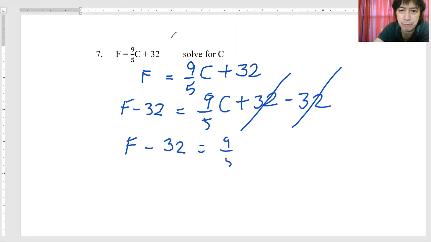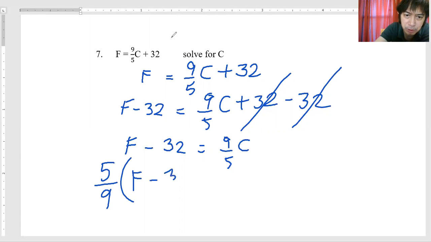So you have a simpler version like this. You have 9 over 5C there. Now we're after the C, not 9 over 5 times C. So we will have to move the 9 over 5 by multiplying it by 5 over 9. So at this point, multiply both sides by 5 over 9. So 5 over 9 times the quantity. Don't forget the parentheses, because when you multiply the left side, you have to multiply this quantity there. So just don't forget that part.